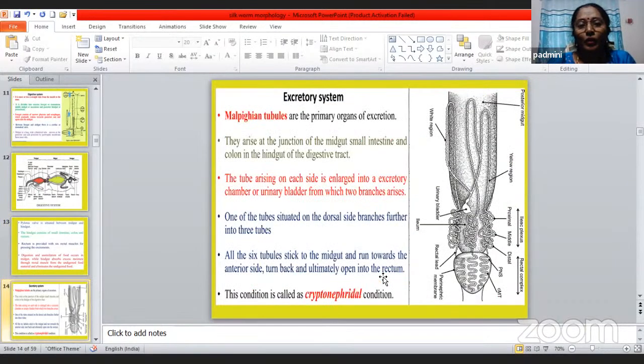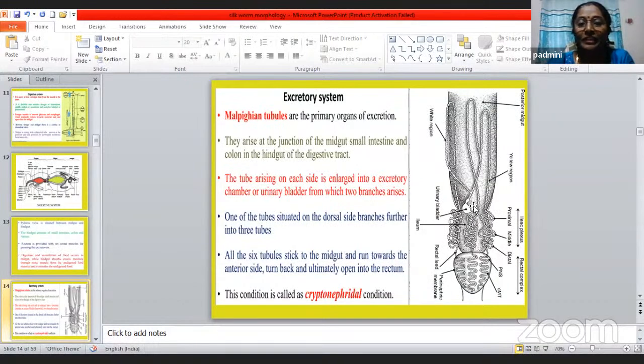Okay. So what is an excretory system? We talked about the digestive system. We'll talk a little bit about the excretory system. Excretory system in insects, you will always talk about Malpighian tubules. Mostly in the insects which have wings, they have these Malpighian tubules for excretory purpose. And they arise at the midgut of the small intestine.